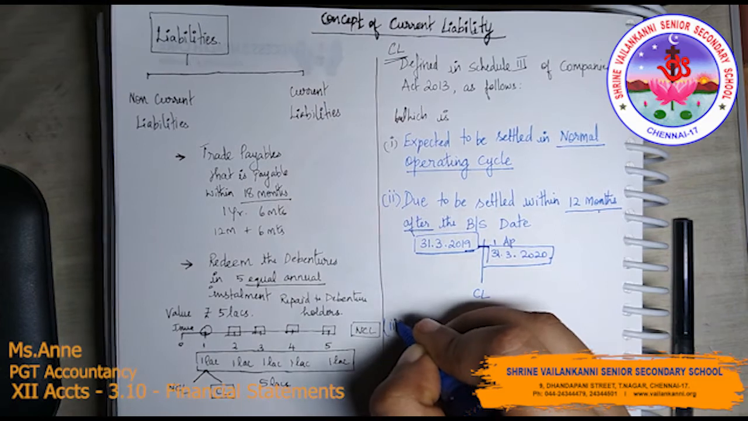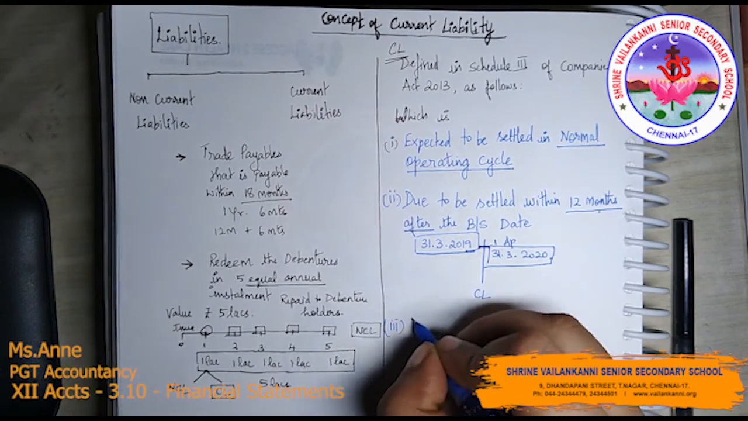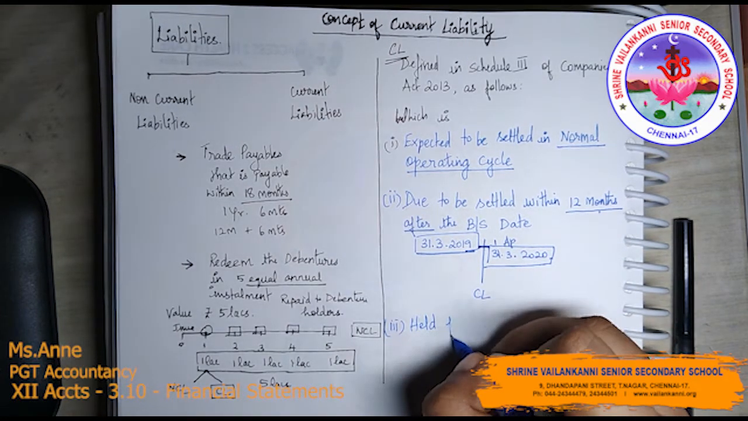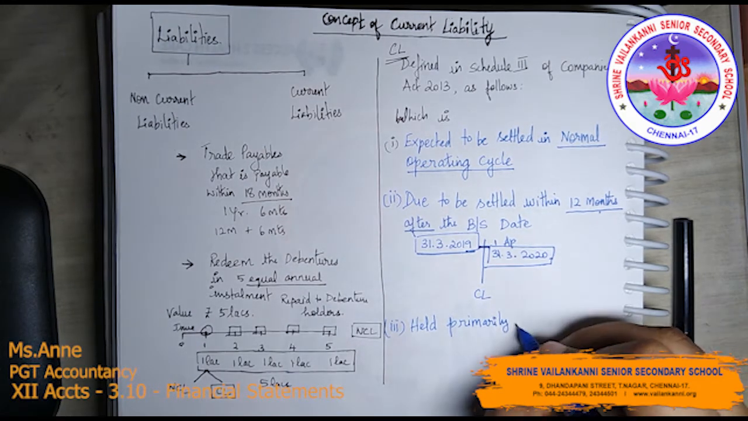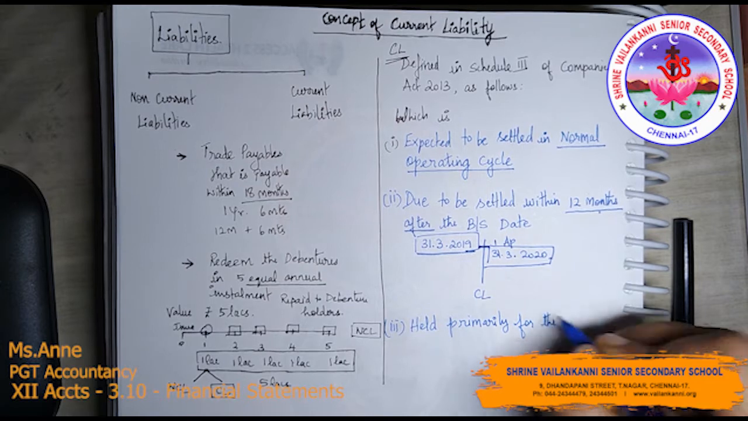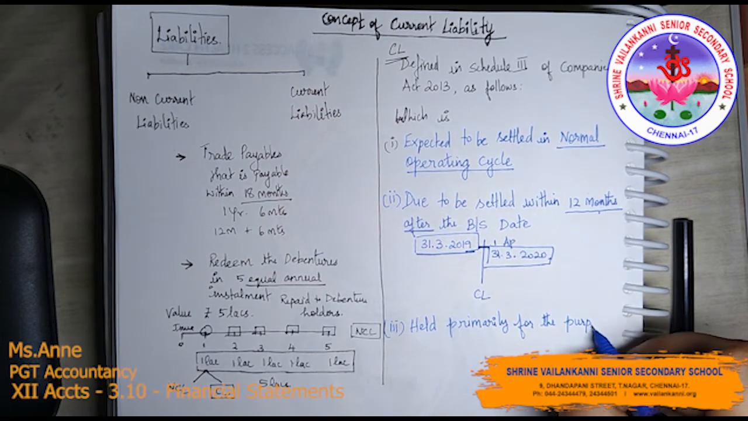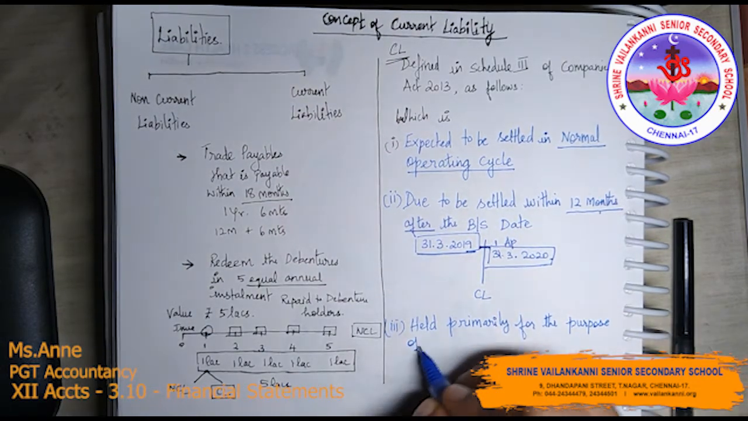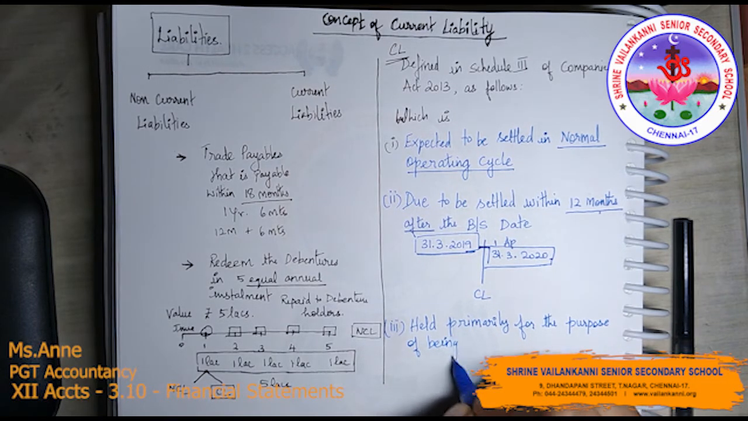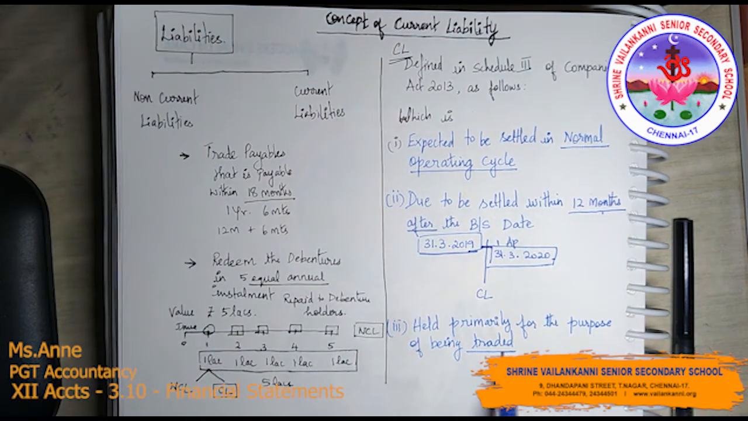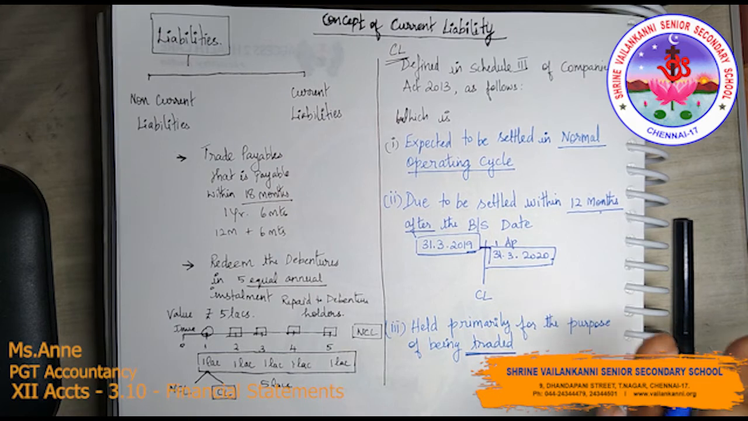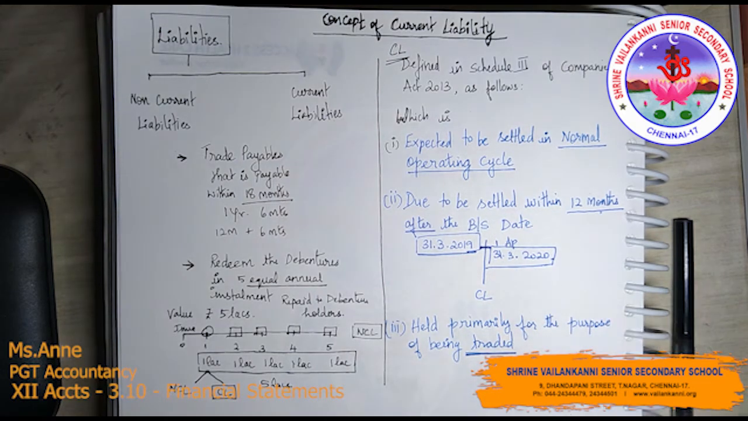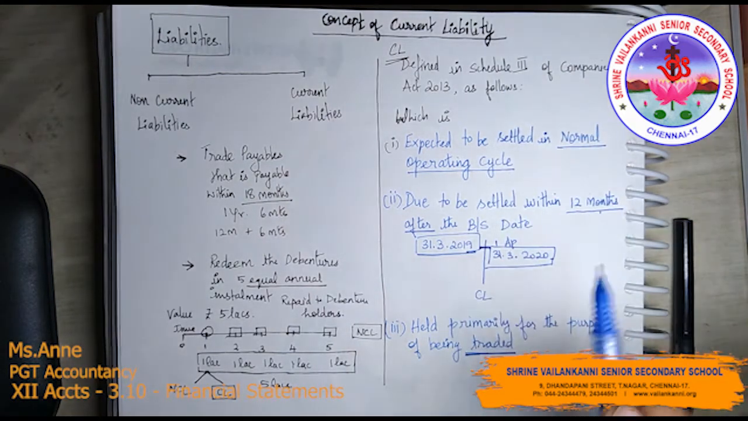The third point, that is held primarily for the purpose of being traded. Now this is important. For what purpose you are keeping it? It is primarily for trading purpose. If it is for trading purpose, then it should be treated as current liability.